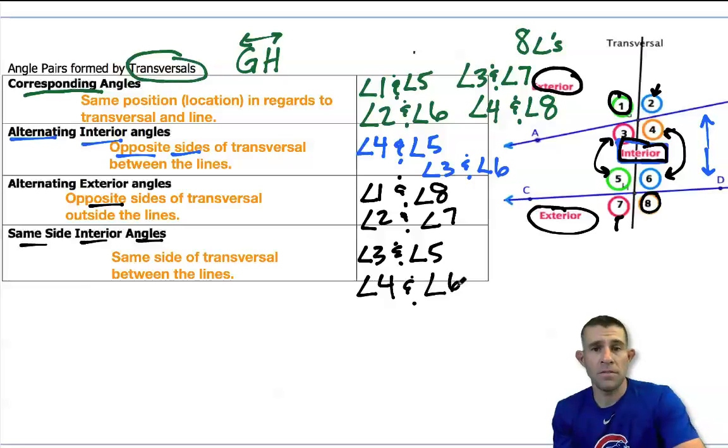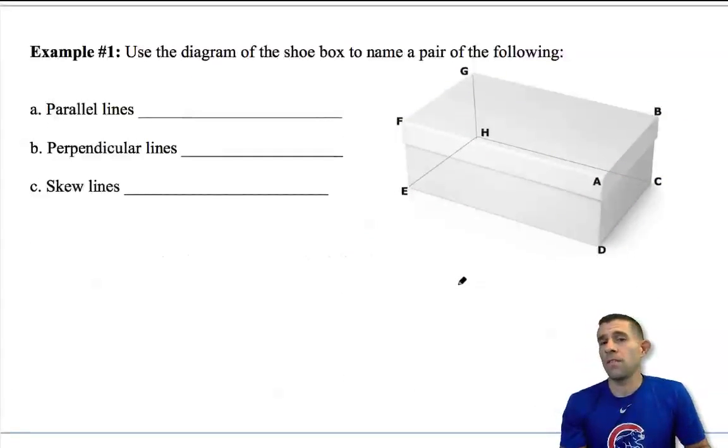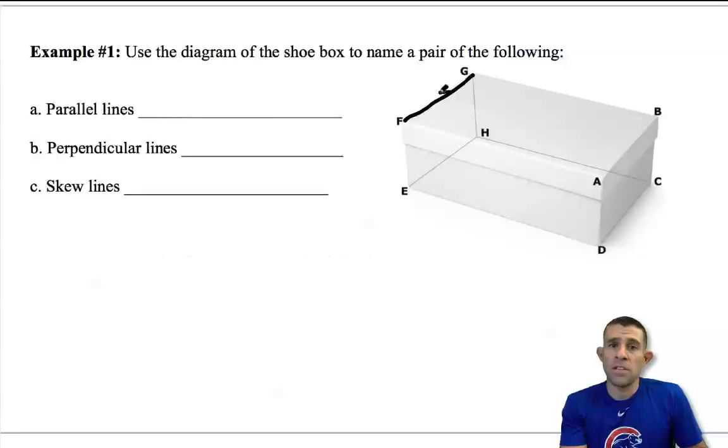Alright, let's take a look at a few examples of making sure we can identify these types of lines and angles. In this picture here we have a shoebox and we want to identify a pair of parallel lines. Well, we don't see any arrows drawn in on any of these edges, but we can assume a shoebox is going to have some parallel edges. So here's segment FG and EH. Those two edges on the outside of that box should be parallel to each other.